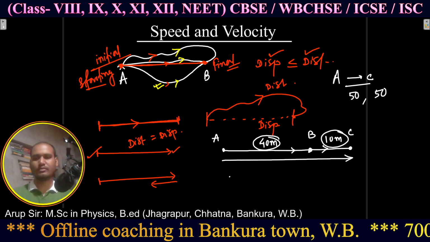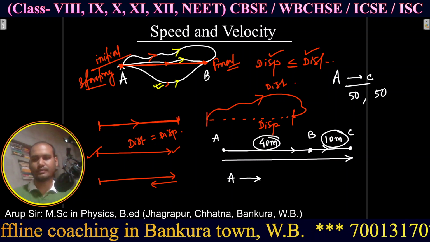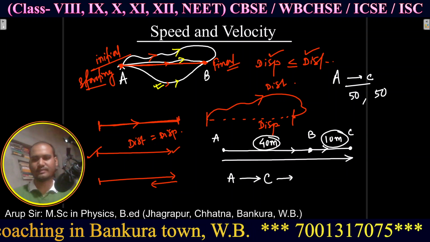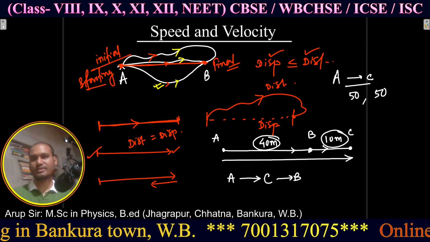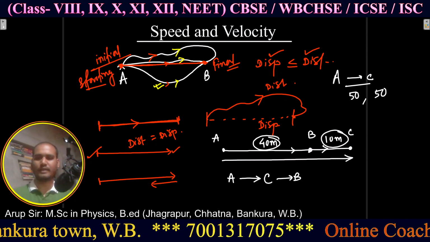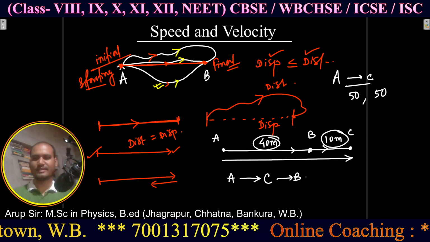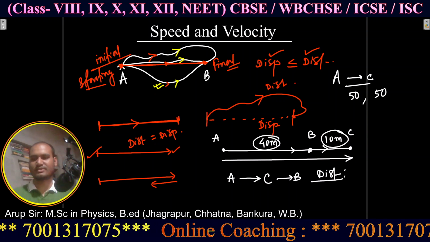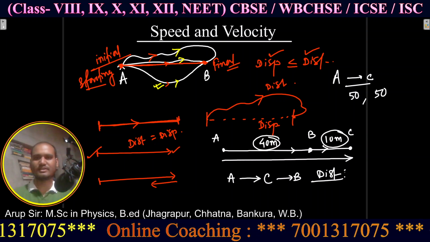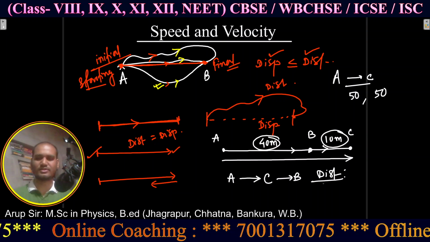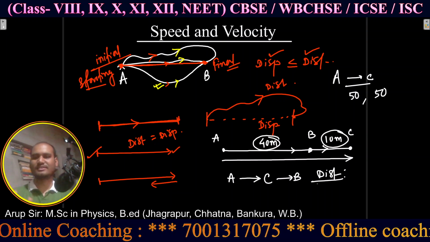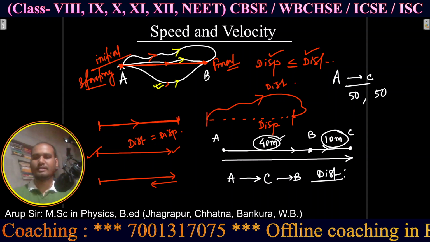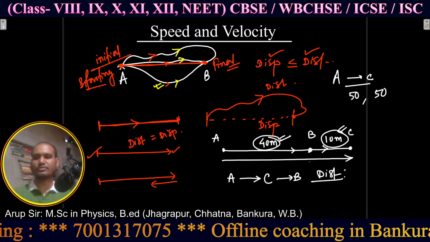if now the particle moves at first from A to C, then to B. At first it is going to C, then returning to B, then what will happen? For this case, A to C, if I want to calculate the distance, the path length, it does not depend on direction. So A to C, how much distance? 40 plus 10. A to B it is 40, B to C it is 10.